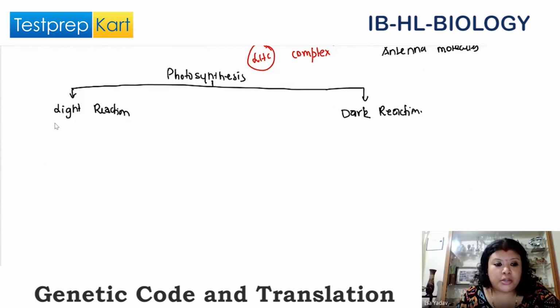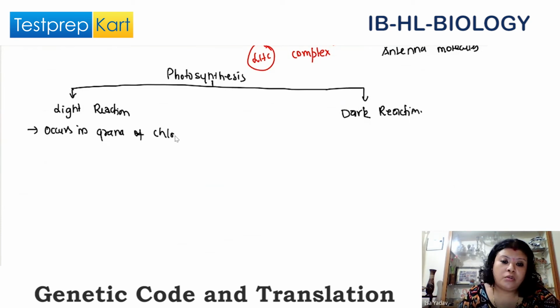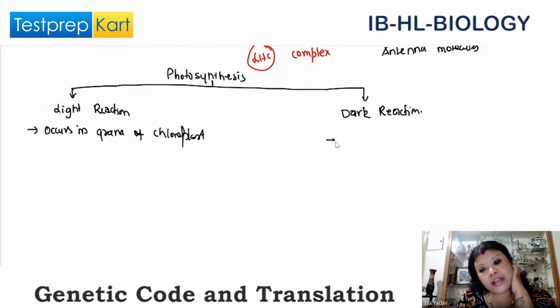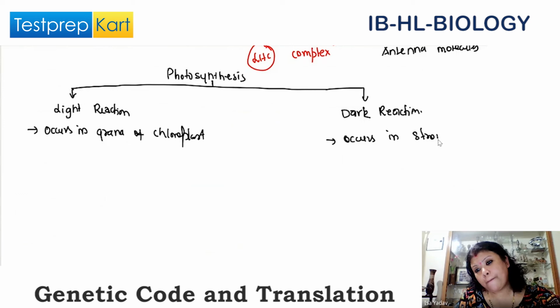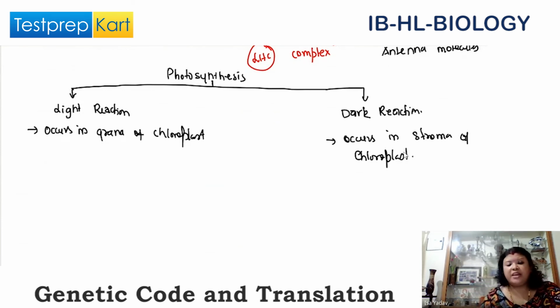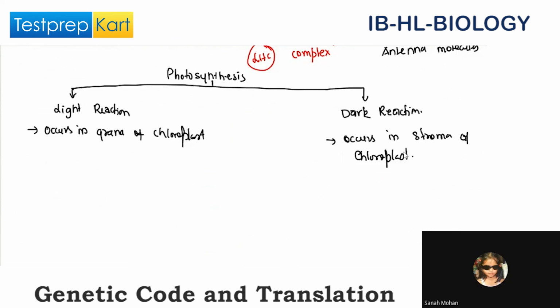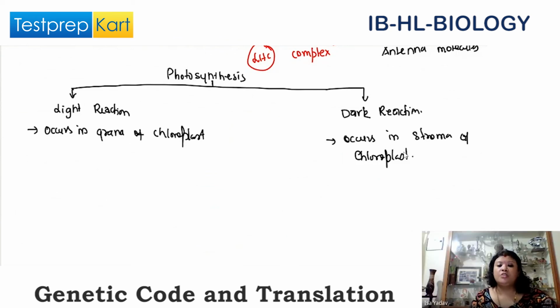Light reaction occurs in grana of chloroplast. Dark reaction occurs in stroma of chloroplast. Sana, you remember the structure of chloroplast we had done, right? Yes. Okay, once please go through the structure of chloroplast.